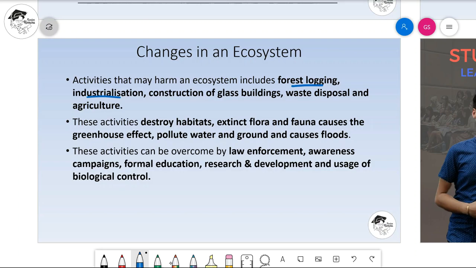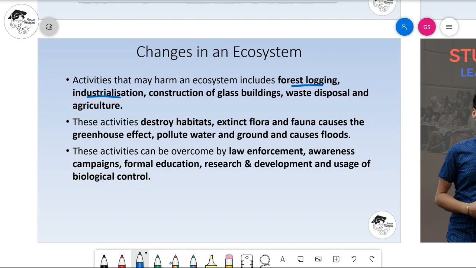Now, these activities destroy habitats. Extinct flora and fauna, which is the plants and the animals. Causes the greenhouse effect, which, like I said, comes from construction of glass buildings. Pollute water and ground and cause floods. Waste disposal, by the way, causes floods because if we don't throw the rubbish properly, it is going to block the drains. So the drains are going to be blocked and then it will cause flooding. Flash flood, now we call it flash flood. That means it happens very quickly.